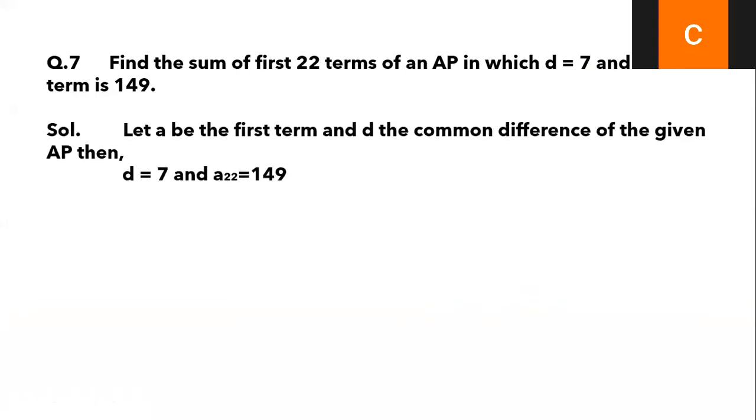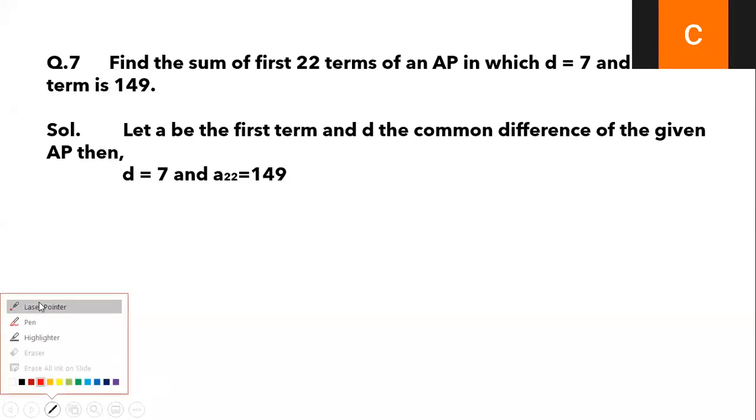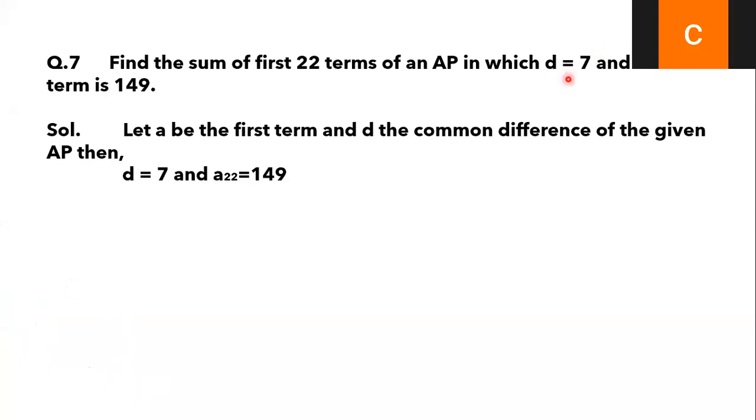Am I clear, children? Here, as we know, A value is the first term, D is the common difference. Here, the D value they gave is 7. A22, the nth term of an AP, they gave as 149. A22 is A plus 21D is equal to 149. Yes or no, children? Yes, ma'am. So find the A value.